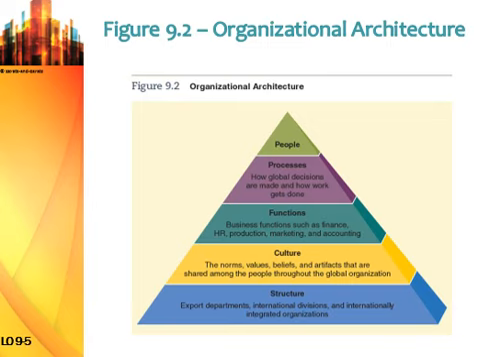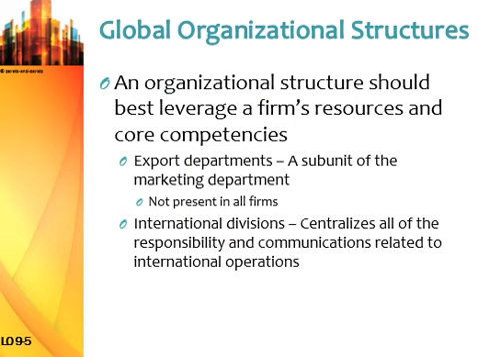We're talking about reaching international markets, and this slide shows the organizational architecture of big companies and small, which consists of structure, culture, functions, processes, and people. So this is how we can imagine a corporation visually. A global organizational structure is when organizational structure should best leverage a firm's resources and core competencies.